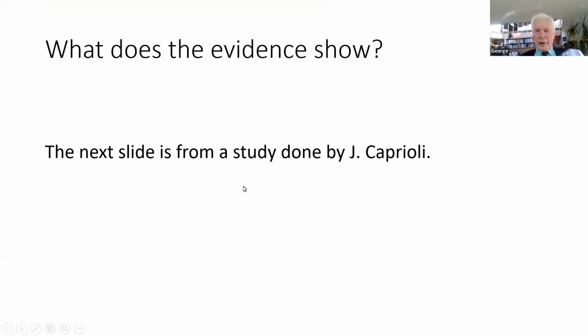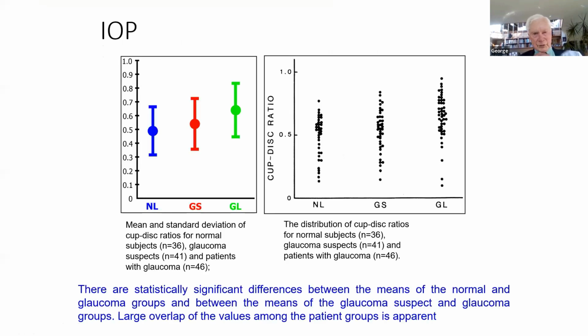Now, what does the evidence show about cup-disc ratios? Caprioli published it. And of course, the average cup-disc ratio in a patient who's normal is smaller than the average in a patient that's not normal. But look at the distribution. Until the cup-disc ratio got up to about 0.8 in his study, you couldn't be sure that the person had glaucoma. Furthermore, the smallest cup-disc ratio occurred in a person with glaucoma. Cup-disc ratios are very inaccurate ways of telling whether a person has glaucoma. They're not diagnostically useful.